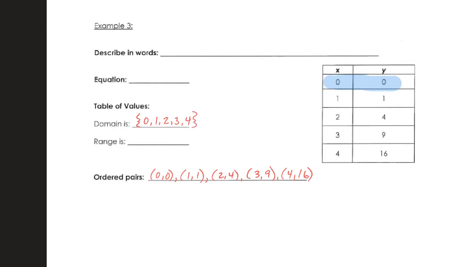I can see my y values. Those are 0, 1, 4, 9, and 16. Notice that I've listed all those values in numerical, increasing order. We're good for them. Okay, now I take a look. Do I describe that in words, or do I try to create the equation, describe it in algebra?